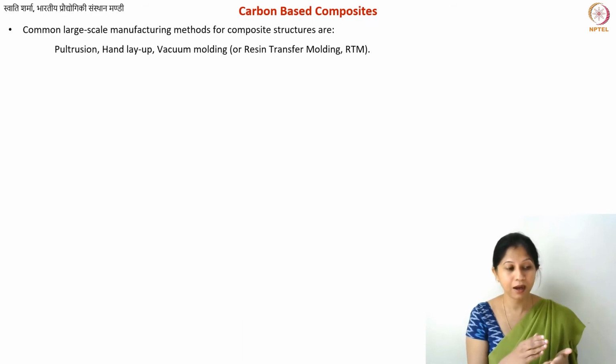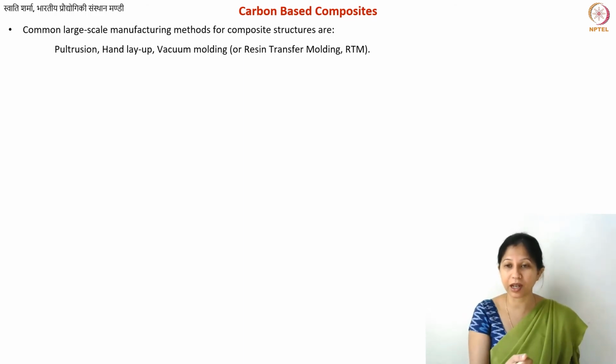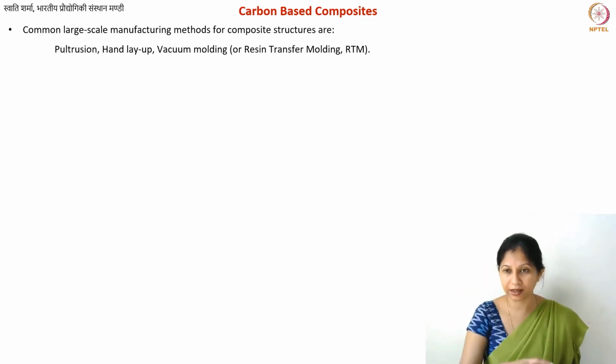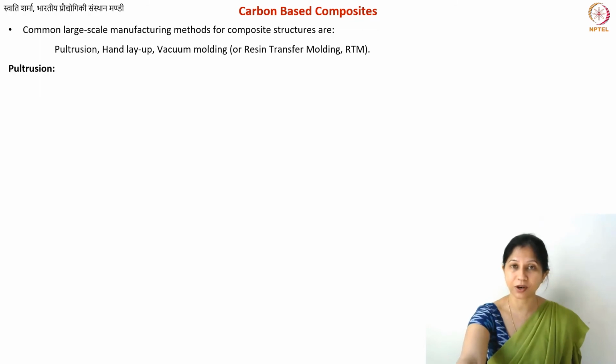There are three common methods. The first one is known as pultrusion. So as the name itself suggests, it is some sort of extrusion but with pulling, and that is why it's called pultrusion. Then you can also perform what is known as resin transfer molding. So this is a molding process where you keep on filling the resin, and you can also do this by hand. In that case, you call it hand layup. Okay, so let us discuss each one of them.